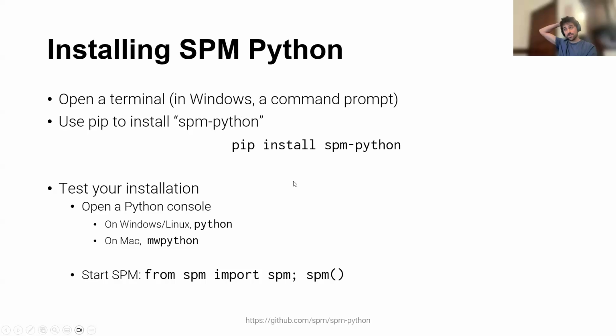The next thing to do is to open a terminal, so in Windows, a command prompt, and just use pip, which is the package manager for Python, to install SPM Python, which gives something like pip install spm-python.